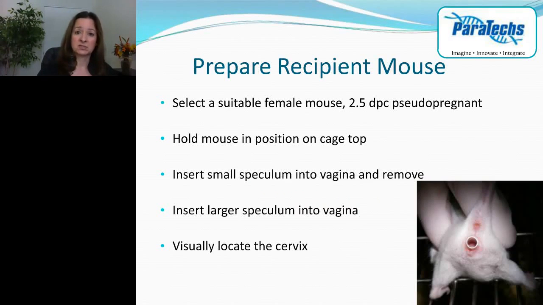Next, the recipient mouse is prepared. A suitable female mouse is selected, and she needs to be 2.5 DPC pseudopregnant. The mouse is then held in position on the cage top. A small speculum is inserted into the vagina and then removed again, and then a larger speculum is inserted into the vagina. At that point, you can visually locate the cervix. There's a picture of the way the mouse is being held, shown here.